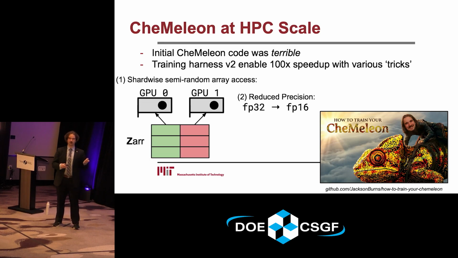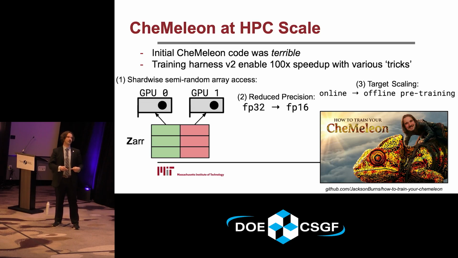The easiest one, which is literally 1 line in PyTorch Lightning, was just reducing the precision. We realized that we don't know the descriptors down to the accuracy that FP32 can represent, so you can get some free performance just by going to FP16. And then another nice one was changing when we scale our target values from an online scaling done on each batch to an offline pre-training process to avoid those extra calculations.